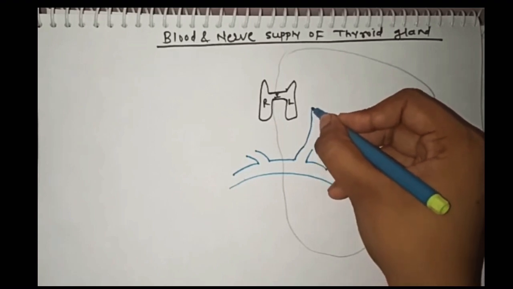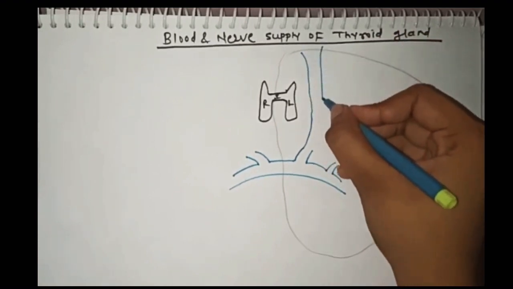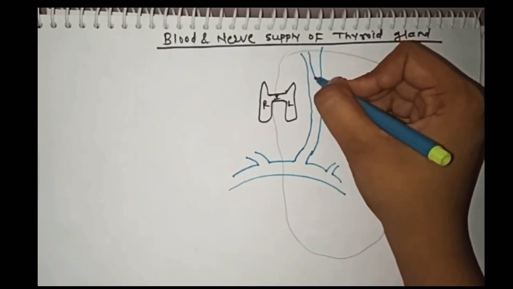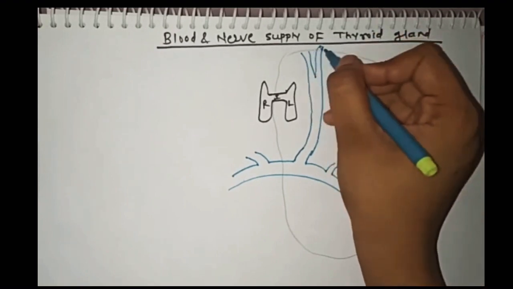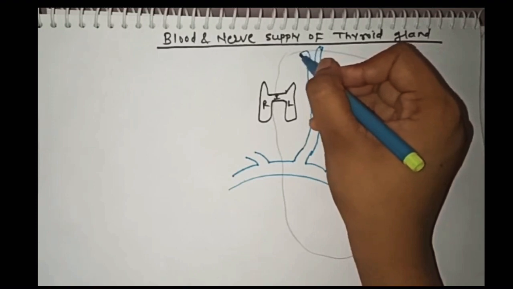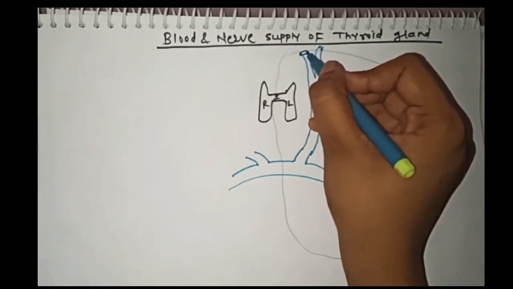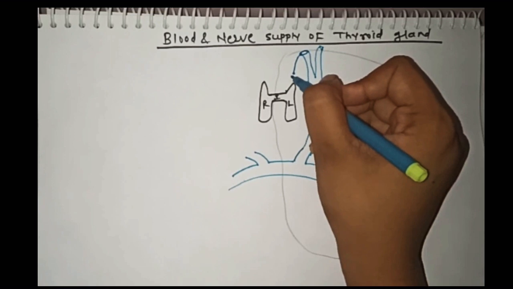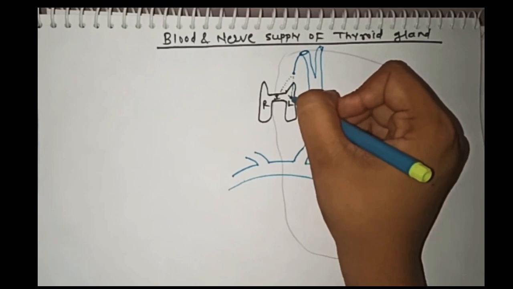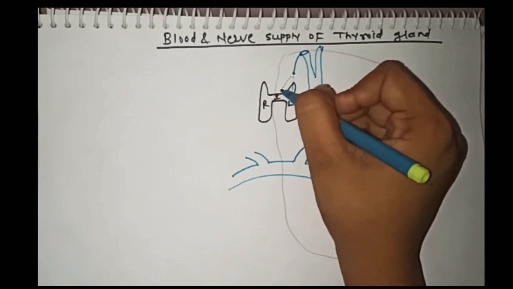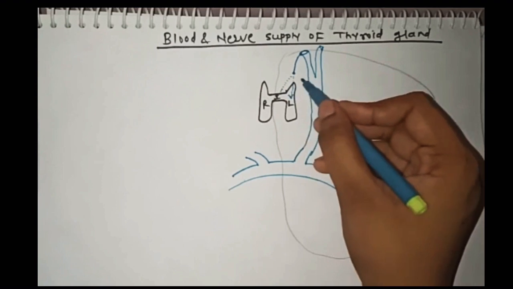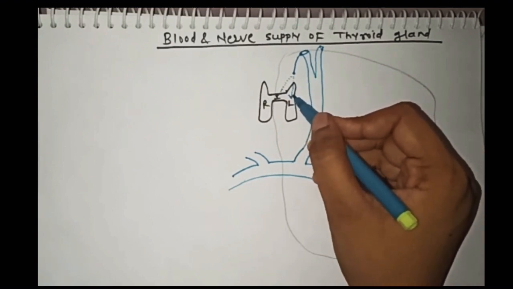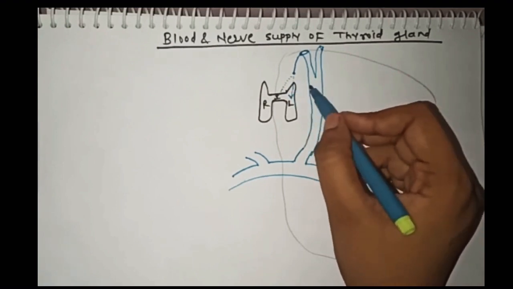This common carotid artery further divides into two branches. One is the internal carotid artery and the other is the external carotid artery. From this external carotid artery, one branch arises which is known as the superior thyroid artery. This superior thyroid artery further divides into two divisions, anterior and posterior. The anterior division supplies half of the isthmus, while the posterior supplies the upper 1/3 area of the left lobe of thyroid gland.